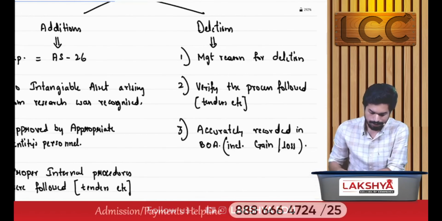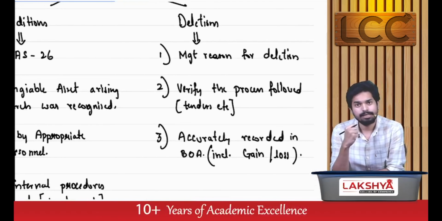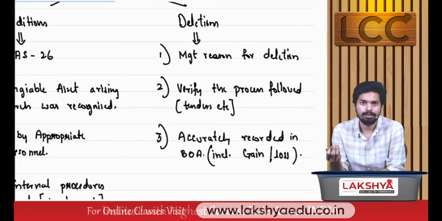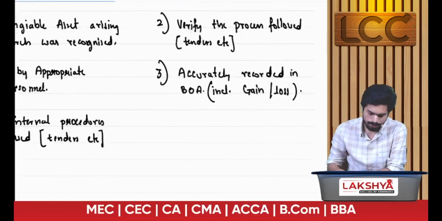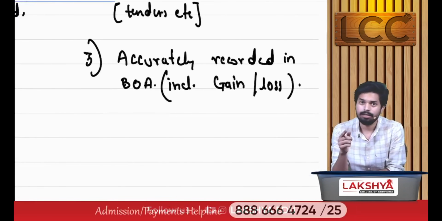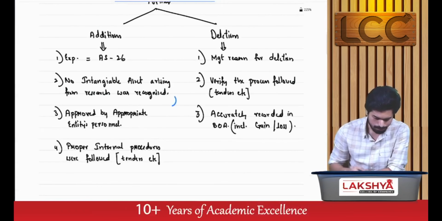Next, with respect to deletion specifically, first of all, understand the management's reason for that deletion, and thereafter verify the process followed with respect to deletion, like again the same quotations, tenders, etc. And lastly, whether the deletion is accurately recorded in the books of accounts or not, including gain or loss, right? So this is for A, simple.